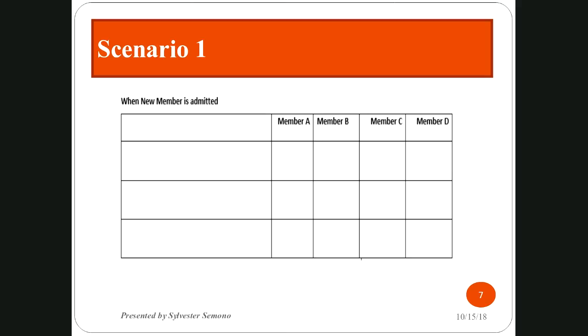Under close corporation, sometimes we can decide to admit a new member. Sometimes a member can decide to resign or withdraw, and sometimes members can decide to sell to each other their shares in the close corporation. So we need to know how to deal with these situations.